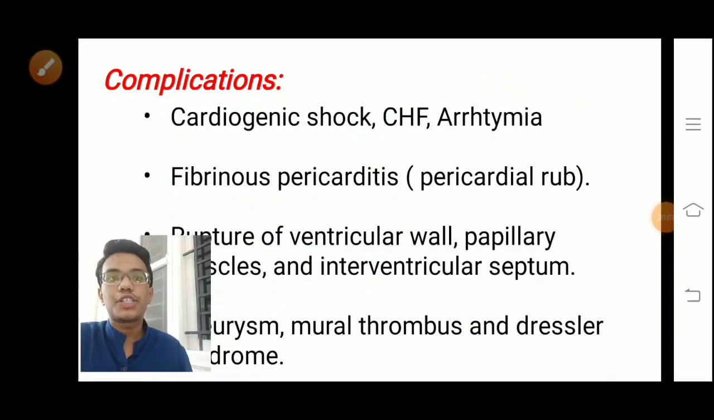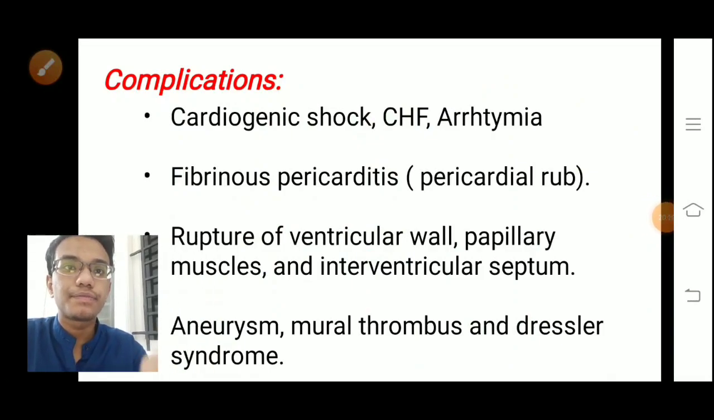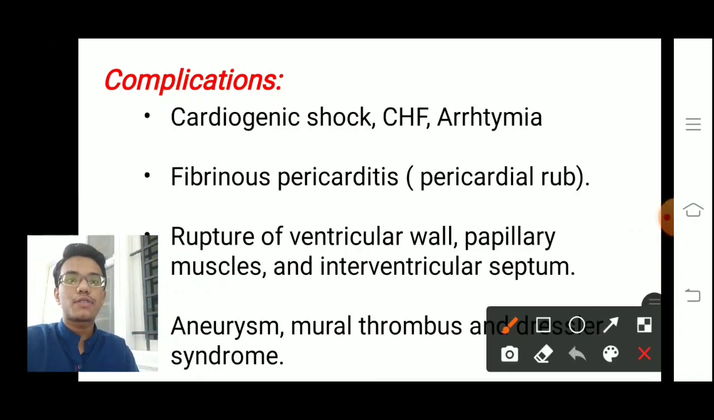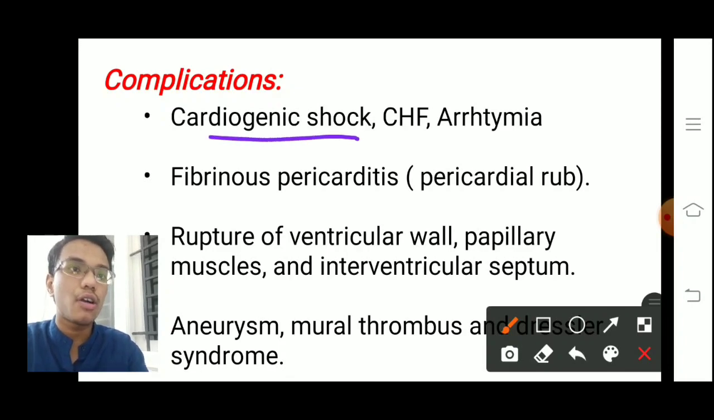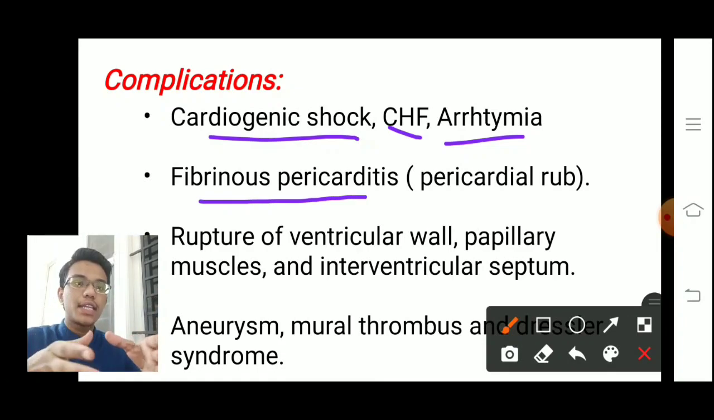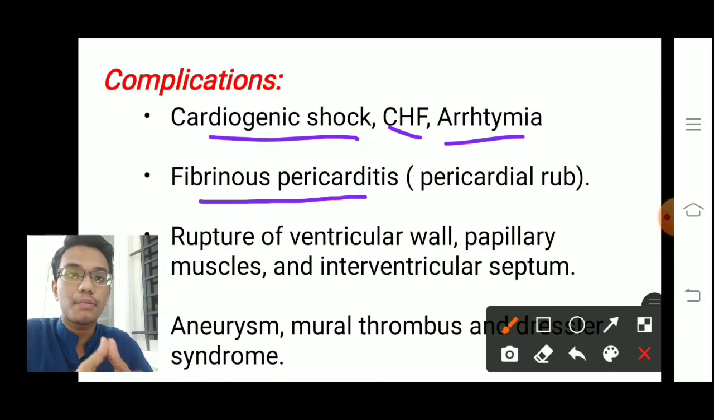Now, coming to the complications of myocardial infarction. Here you can see, this is a simple one. If a patient who suffers from severe chest pain develops myocardial infarction, he may undergo cardiogenic shock or congestive heart failure, or he may land up in arrhythmia. Okay, and one more important complication, fibrinous pericarditis. I have given only some of the main complications.